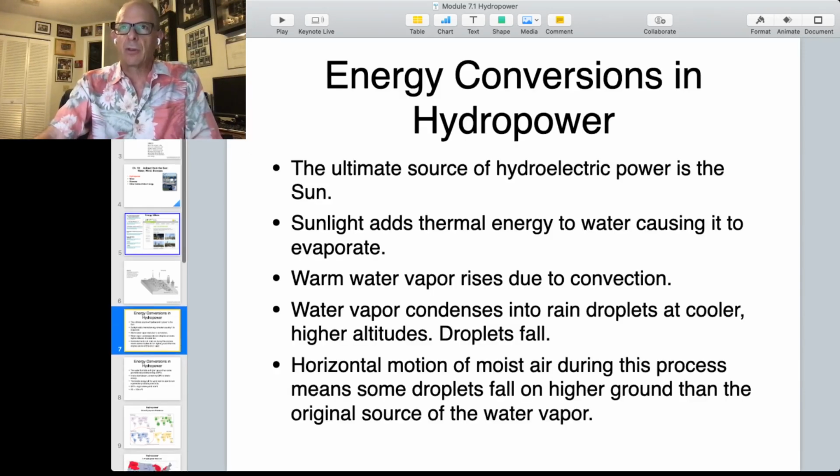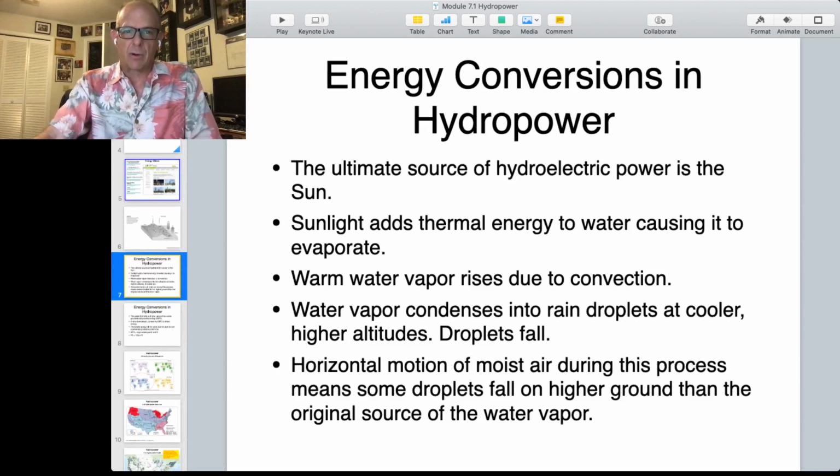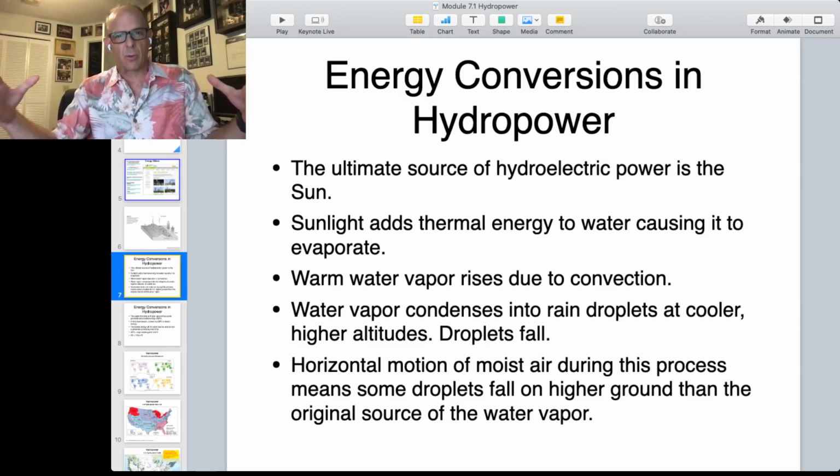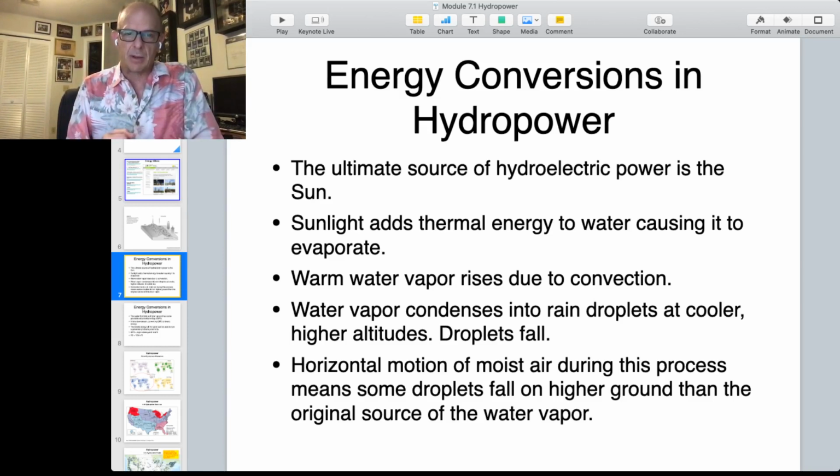So to summarize, energy conversions in hydropower, we start with the sun. The sun heats up water on the surface of the earth, such as in the oceans. It causes it to evaporate. So there's a phase change. The water goes from liquid to vapor form. That warm water vapor is in warmer air, which is less dense and therefore buoyant and rises due to convection. That water vapor at higher altitudes, it's cooler. It condenses back into droplets of water called rain, and those droplets then fall. They're no longer light enough to be suspended in the air.